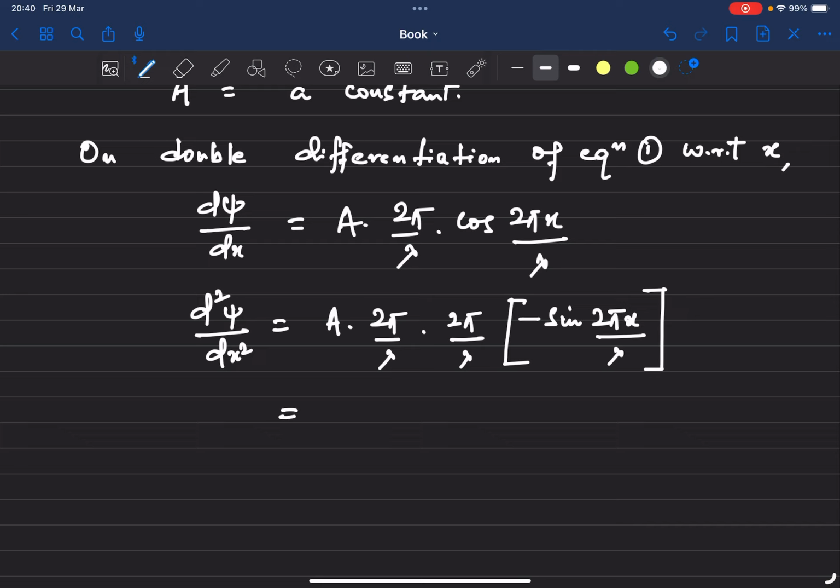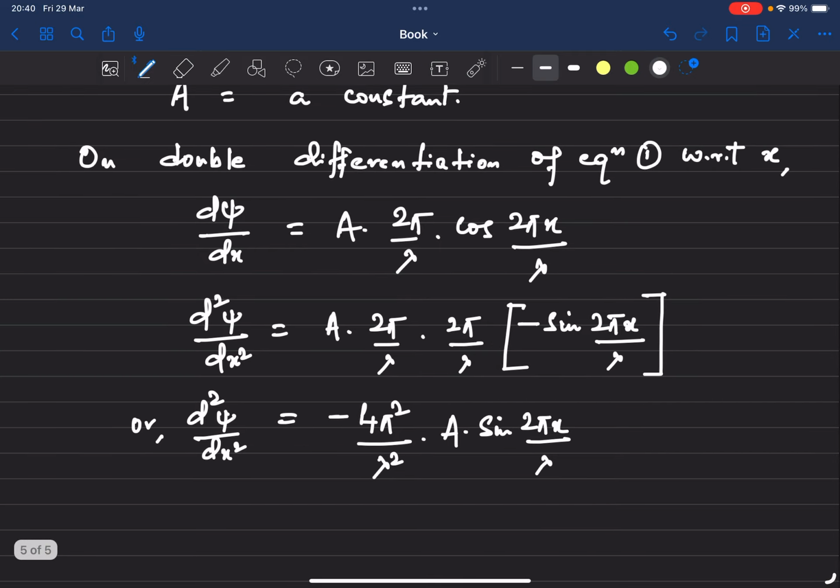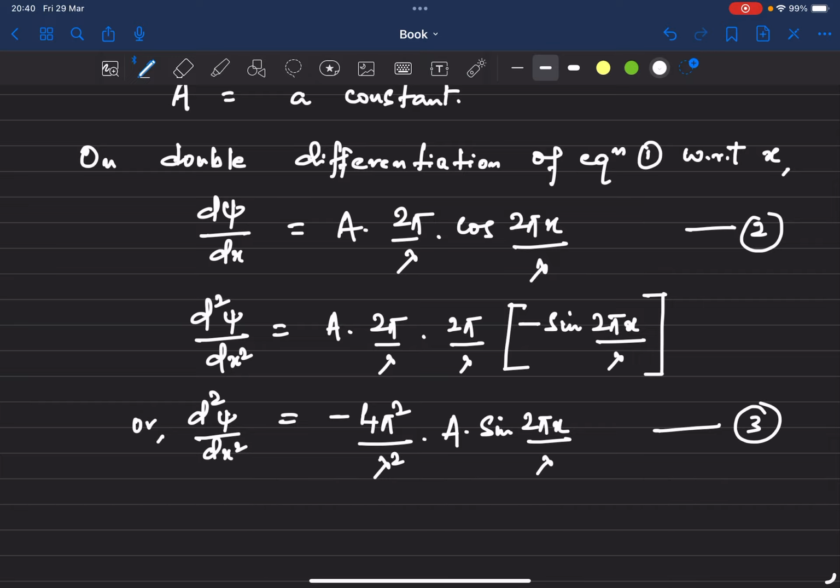Let us just solve this to get a shorter term, that is 4 pi square divided by lambda square into a sine 2 pi x by lambda. So this we are getting for d2 psi by dx square. Let this be equation number 2 and this be equation number 3. So now double differentiation is done.